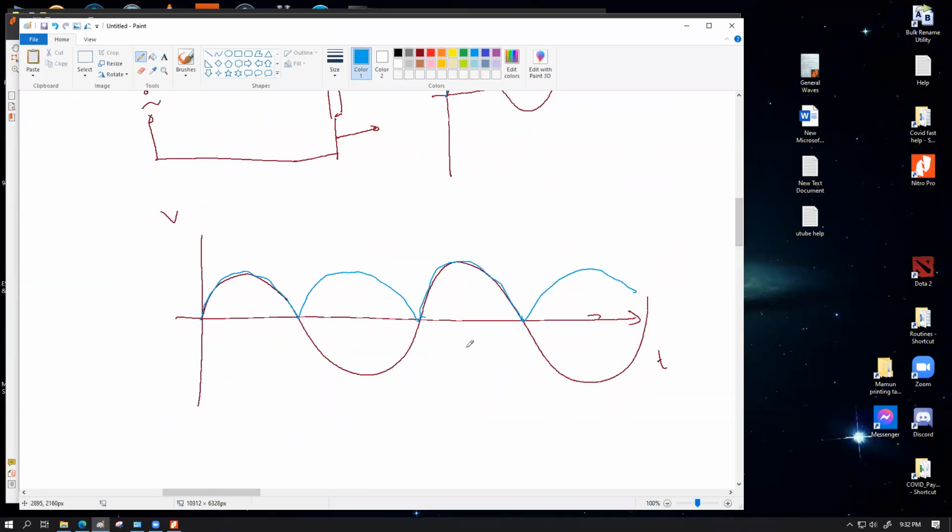But the beauty of the bridge rectifier is that it will correct both the half cycles.